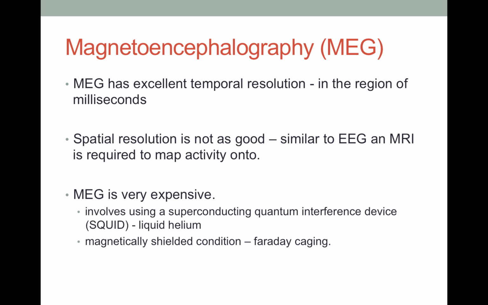MEG has excellent temporal resolution in the region of milliseconds, and its spatial resolution is similar to EEG, which is not as good as MRI. Similar to EEG, an MRI is required to map activity onto. And MEG is very expensive. It includes using a superconducting quantum interference device, or SQUIDs, which use liquid helium. It also requires Faraday caging to shield any outside magnetic interference.